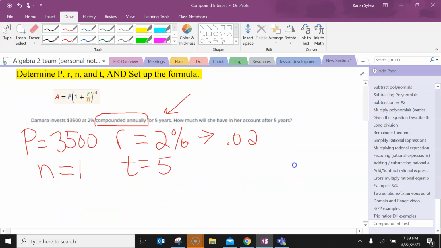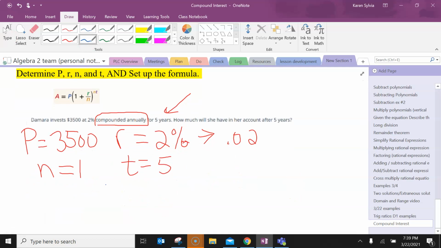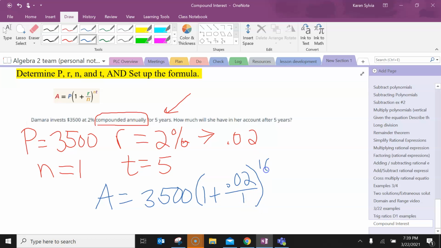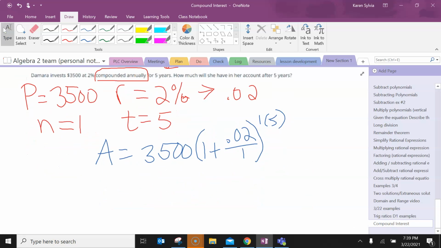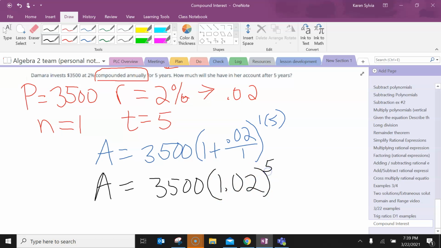So now it's a matter of setting it up. I'm going to set it up as A equals 3,500, then parentheses: 1 plus my rate of 0.02 over n, which is 1, and then the exponent n times t. My last step is to simplify this. So I should have a formula that says A equals 3,500 times 1.02 to the 5th power for this example.